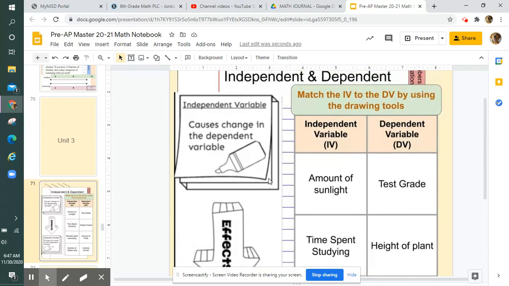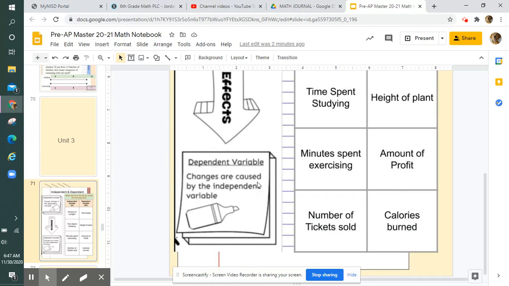So if you make $10 an hour at work, the thing you have control over is how many hours you work. The outcome of how many hours you work is your dependent variable, which is the total amount of money that you're going to make.